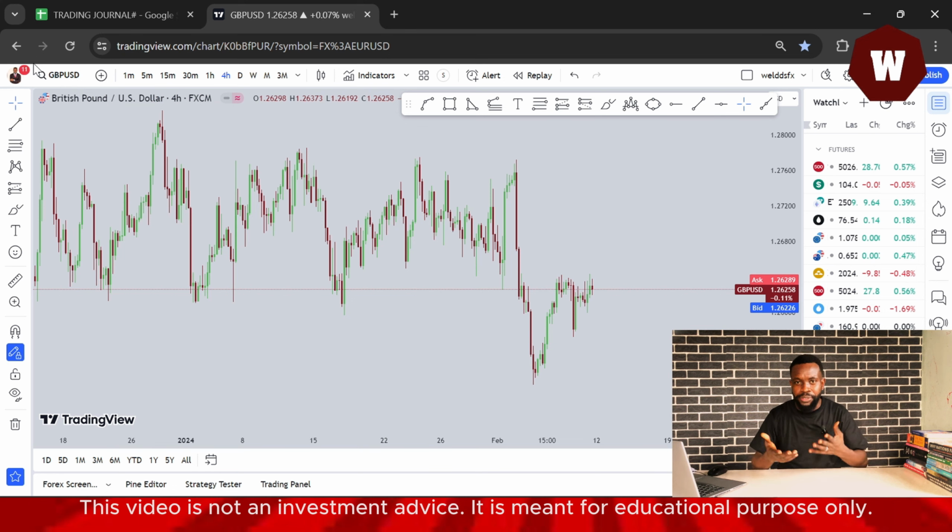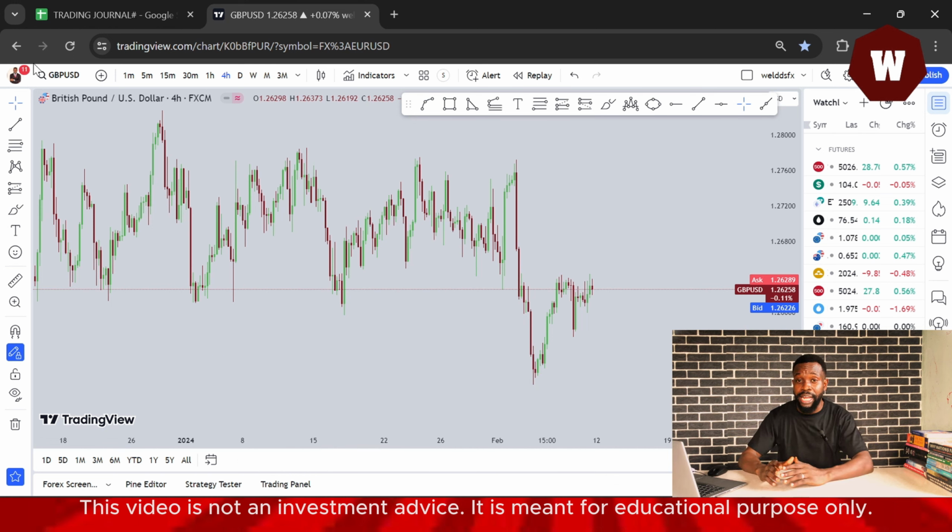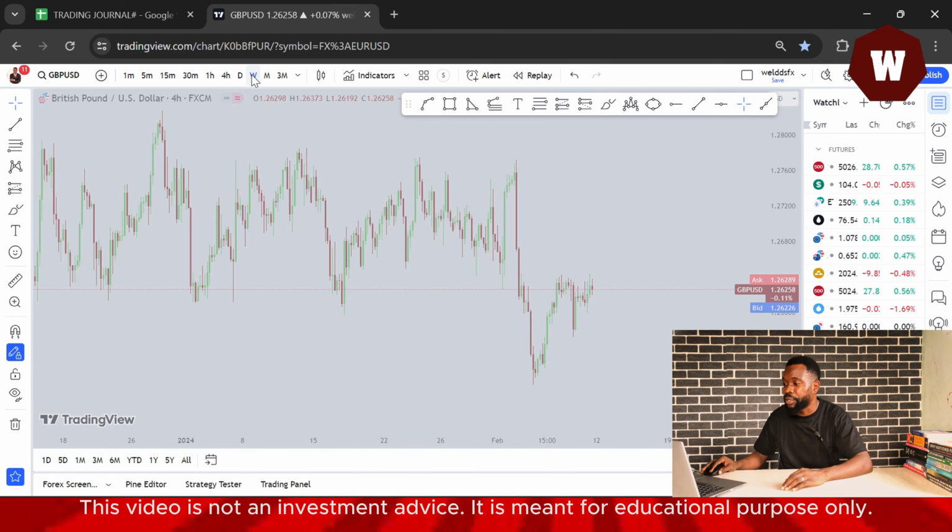Whenever I'm trading, I don't just go to one time frame. Some persons trade only in one time frame, but I like to look at it from multiple time frames, and I especially like starting my analysis from the weekly time frame. So let's go to the weekly time frame and check this trade.